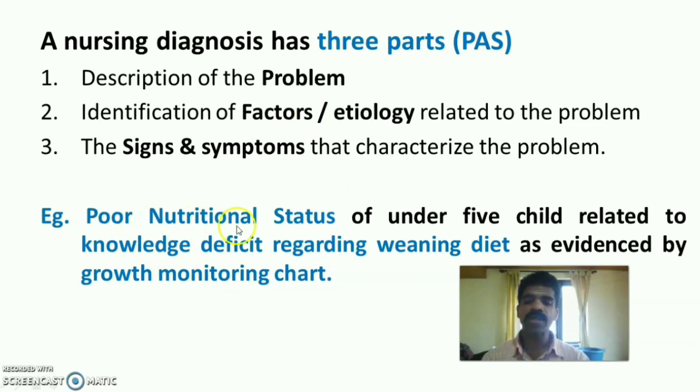For example, poor nutritional status of the under 5 child in the family related to knowledge deficit regarding the weaning diet, because weaning has to be started at 6 months. So knowledge deficit of the mother of the under 5 child regarding weaning diet, that is evidenced by the growth monitoring chart. So the weight of the child will become less than the normal when compared to other children of the same age. So that usually comes under the normal curving of the growth chart.